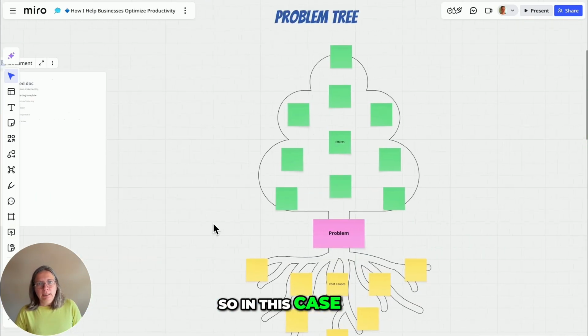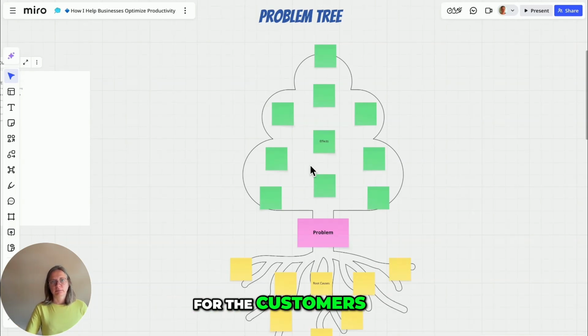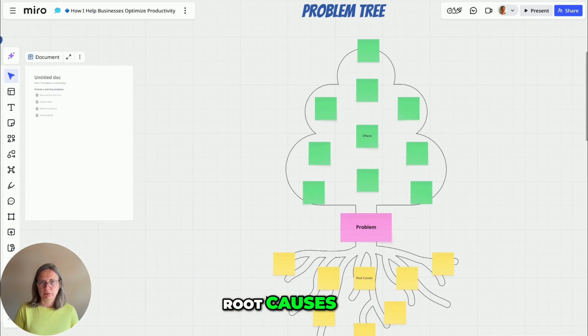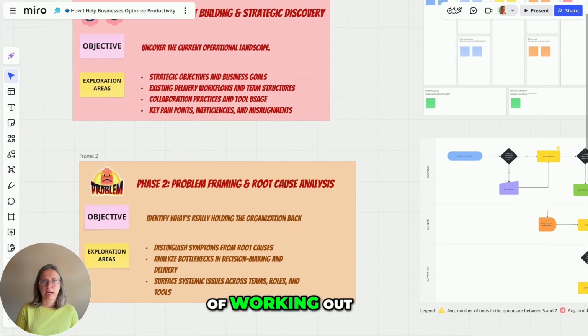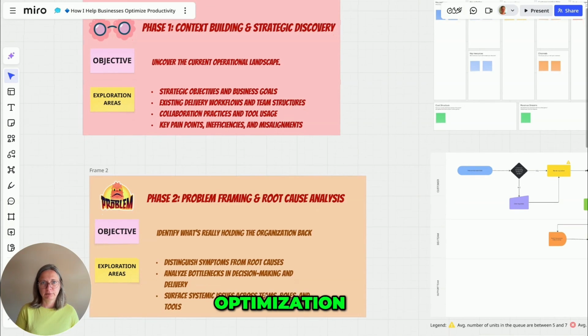So in this case, this problem could be framed here, and we could commence the analysis of the root causes, and firstly explore even more the effects that this problem has on our internal landscape as a business, but also on the experience that we provide for the customers. And from the effects, it would be good to look into the root causes. So that would be stage 2 of building the common understanding for the scope of business process optimization.